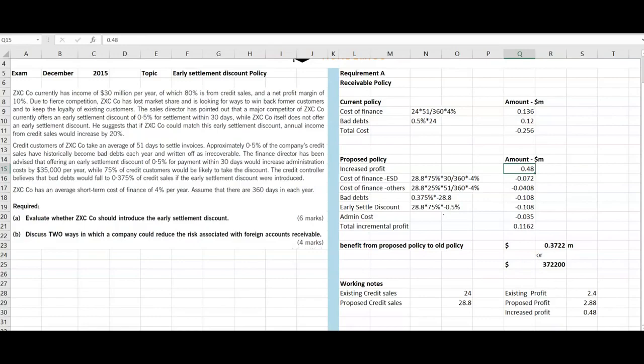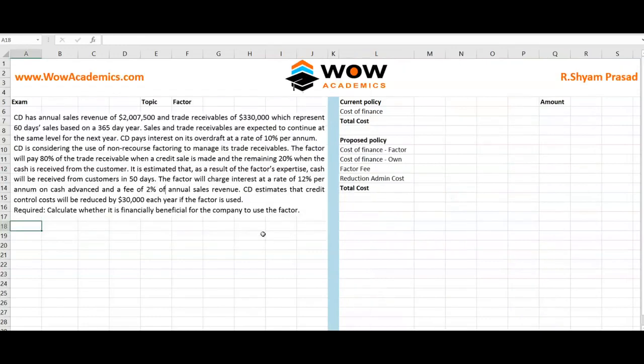So we'll move on to the next sum. So we'll start from this sum. This sum is going to deal with factoring, and it's taken from a textbook, so it's not coming from an exam. So we'll start with the question. CD has annual sales revenue of 2,07,500 and trade receivables of 3,30,000, which represents 60 days sales based on a 365 day year. Sales and trade receivables are expected to continue at the same level for the next year.